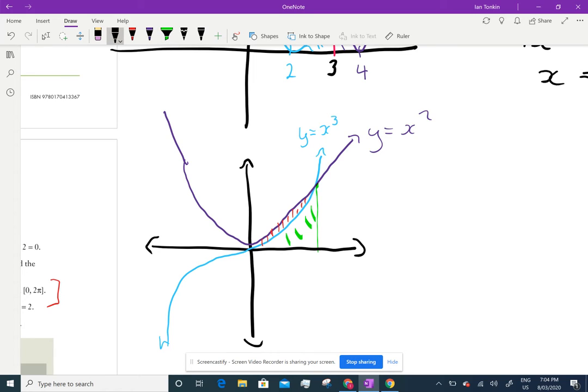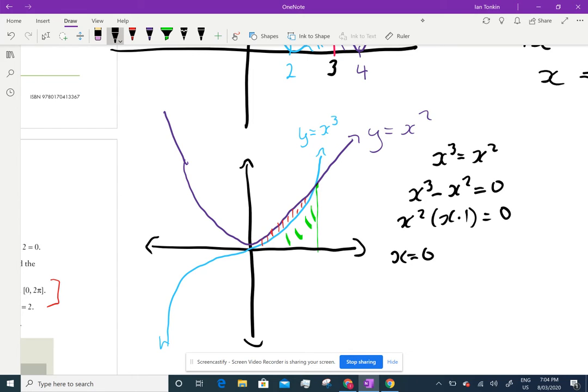So let's set it up. Well, first we have to find the point of intersection. So x cubed equals x squared. Don't be tempted to divide by x squared. All right, so take that x cubed, x squared over. Now it's equal to 0. Now I can factorise out the x squared, and I get x minus 1. And I know x equals 0. Well, we can see that. That's there. And x equals 1, which is this point here.